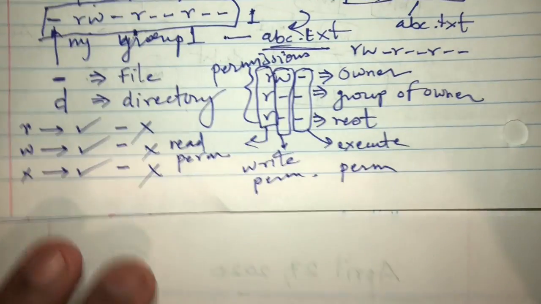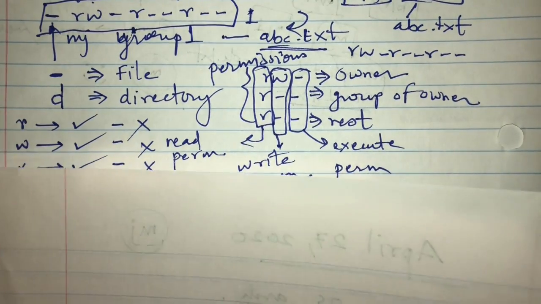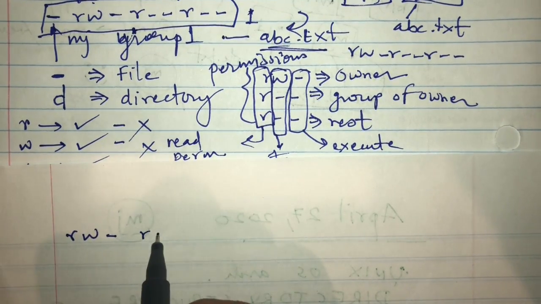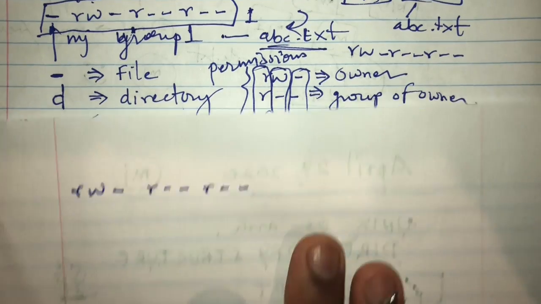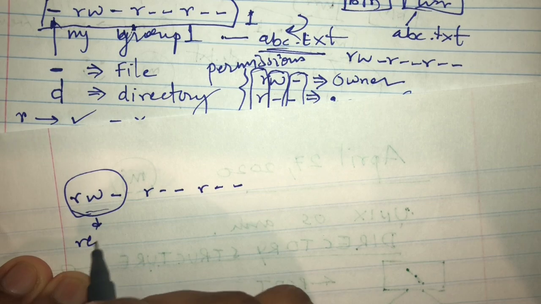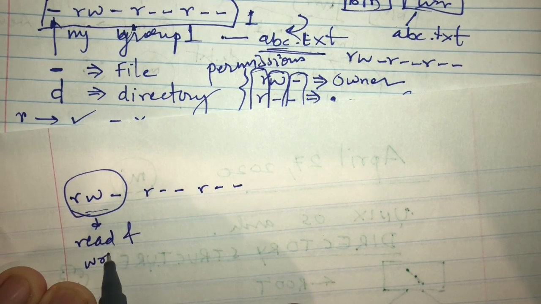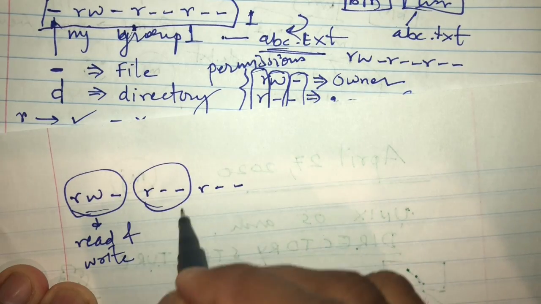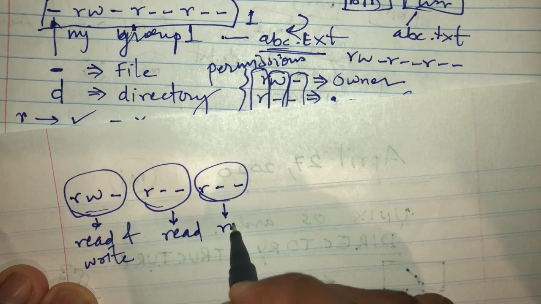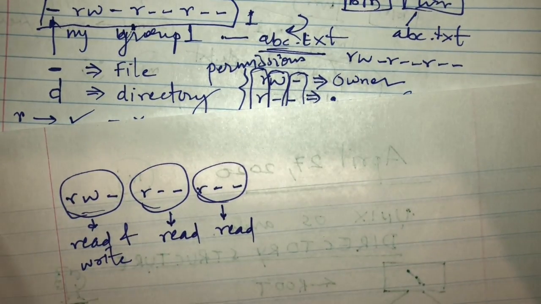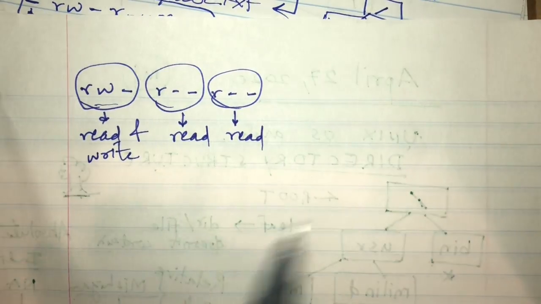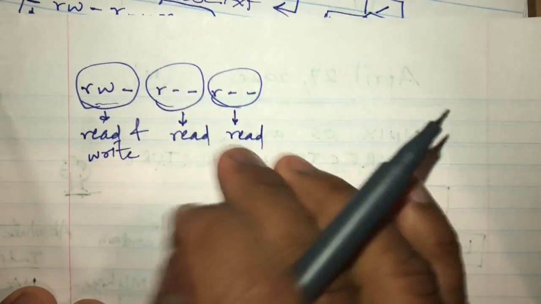Now, continuing with this, I will write down the current permission that we have: rw hyphen r hyphen hyphen r hyphen hyphen. That means the owner of the file can read and write the file. The group of the owner can only read the file, and the rest of the users in the operating system can only read the file. So whenever we want to run the chmod command, we must be aware of this.